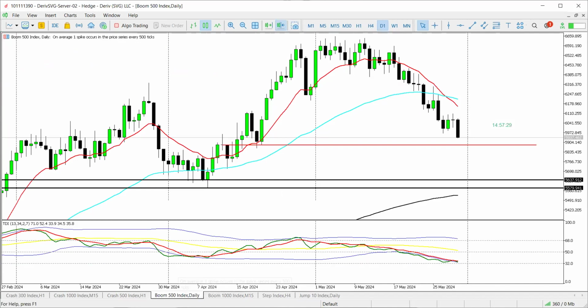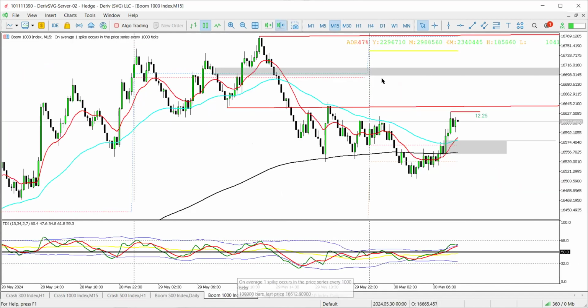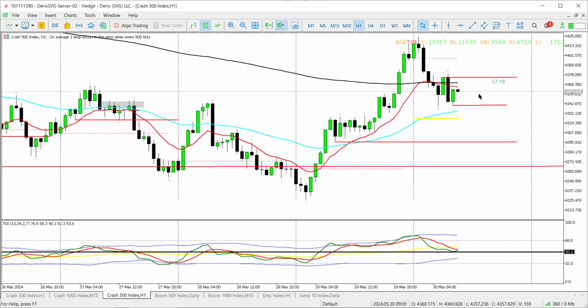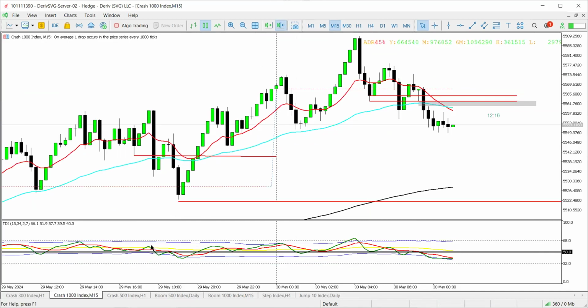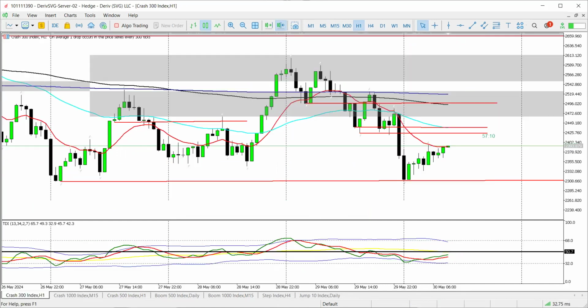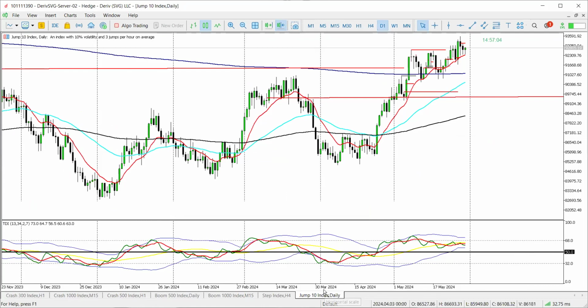So I've got nothing on B5. I've got nothing on Step. B1, we've got one runner waiting for a push up. C5, it's still in the range. We are still patiently waiting for it. C5, one runner waiting for a potential pullback or a drop. Then C3 waiting for price to get into this broken area from yesterday.